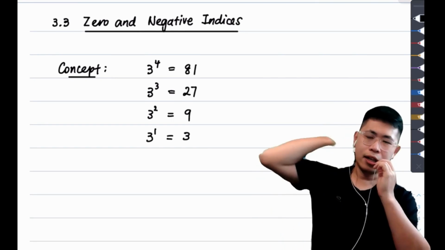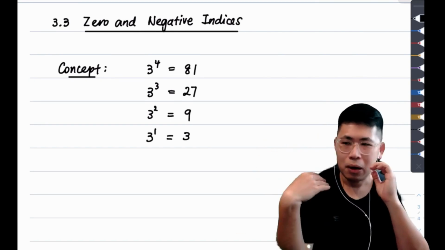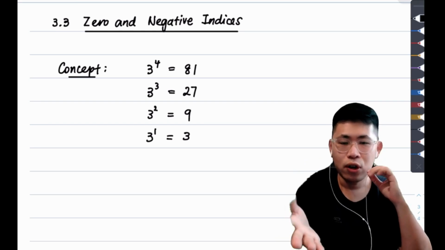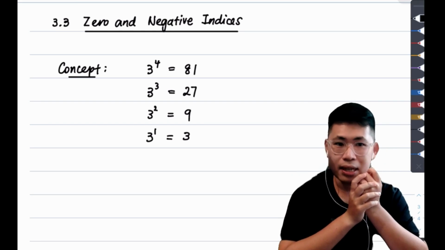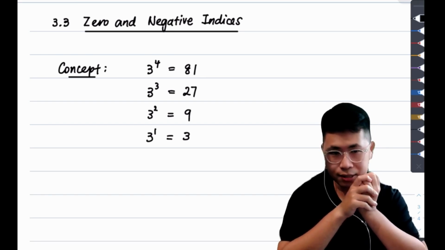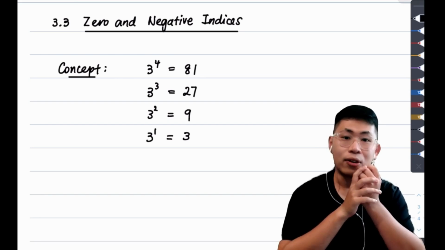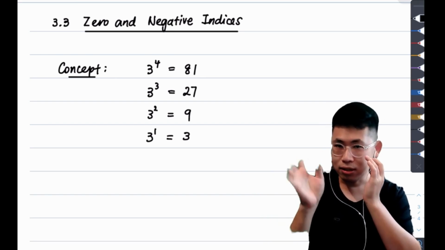Okay, hi everyone. Today we are going to proceed on from our laws of indices, and we're going to move on to two brand new concepts, namely the zero indices and also our negative indices. Alright, so let us take a look at our example here to build our concept.